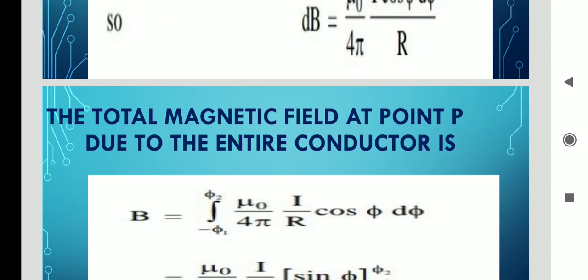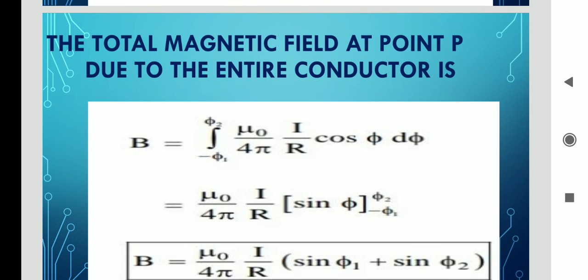Therefore the total magnetic field at point P due to the entire conductor, from all these assumptions, we can consider B equal to the integral from phi 1 to phi 2 of mu naught by 4 pi, 1 by r cos phi d phi. Simplify, and you will get mu naught by 4 pi 1 by r, sine phi from phi 1 to phi 2. Here phi 1 is considered negative because it starts from a lower direction.